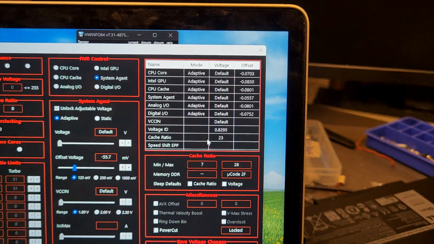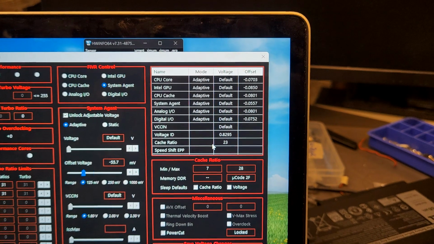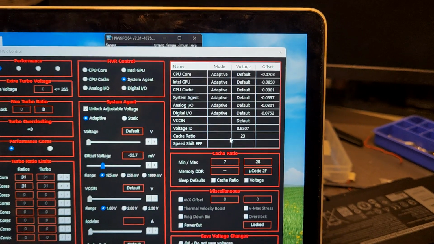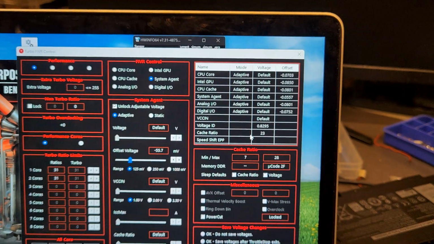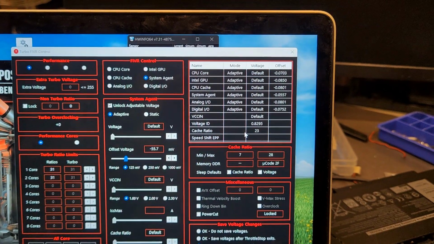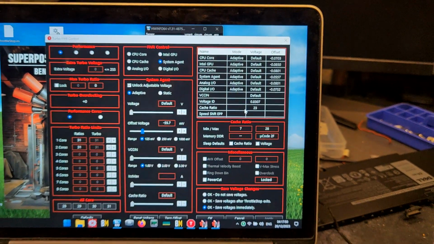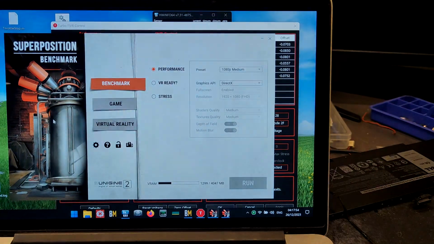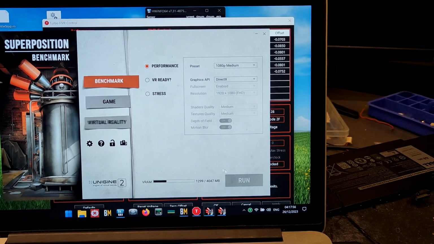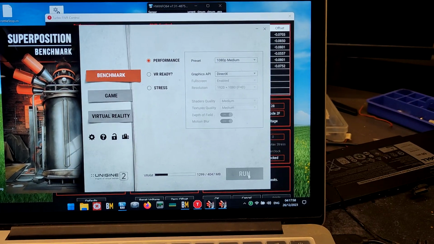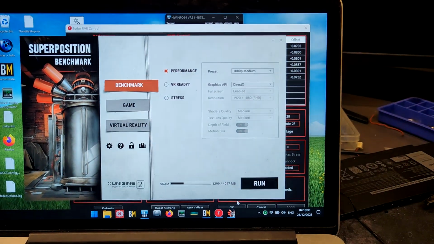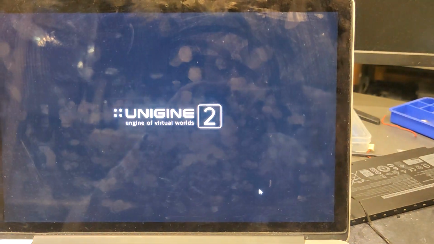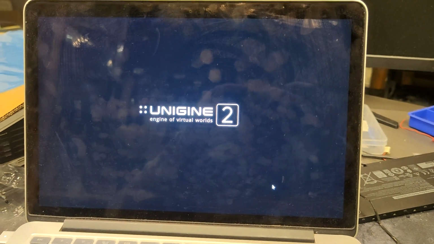It is also one of the most difficult ones to test. It is much easier to test the system agent when you have the integrated graphics, because the system agent is the memory controller, and that is most stressed when you run graphics applications. Like I will show you now. I will run Superposition with this value. I will just start. Oh, it's already started actually. Oh yeah, it was working. It was on the background, but yeah, let's get it started.